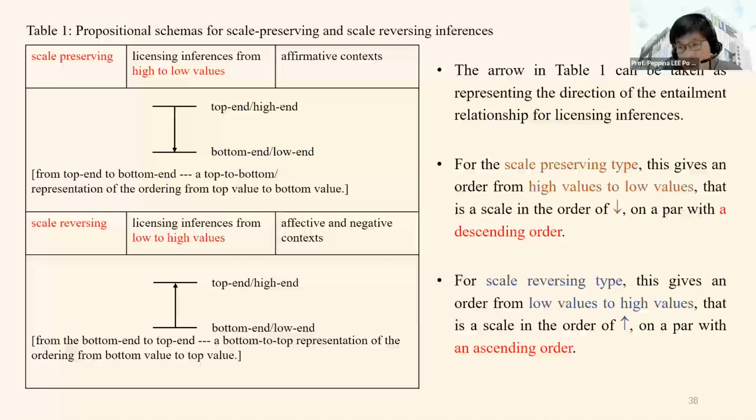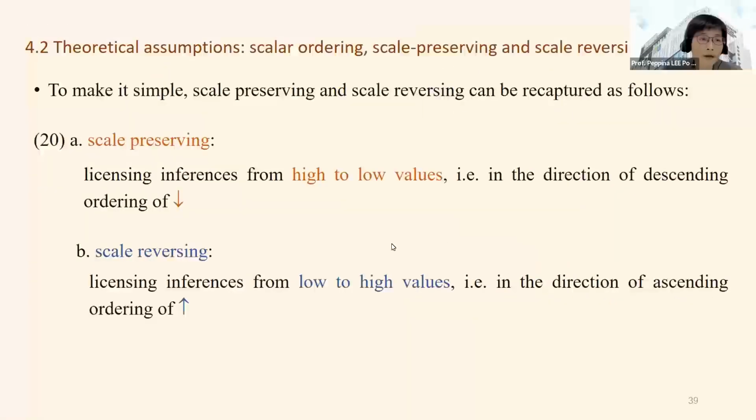So these are the two types of scalar ordering, which you can see in the nature of the scalar ordering. In other words, scale preserving is more like a descending order, and scale reversing is more like an ascending order, which is shown clearly by the direction of the arrow over here. So this is to make the assumption easier. This will be in 20A and then 20B. Scale preserving licenses inferences from high to low values in the direction of descending order. This is the main point. Scale reversing licenses inferences from low to high because the order is switched over, and it will be in the direction of ascending order, as shown by the arrow over here.